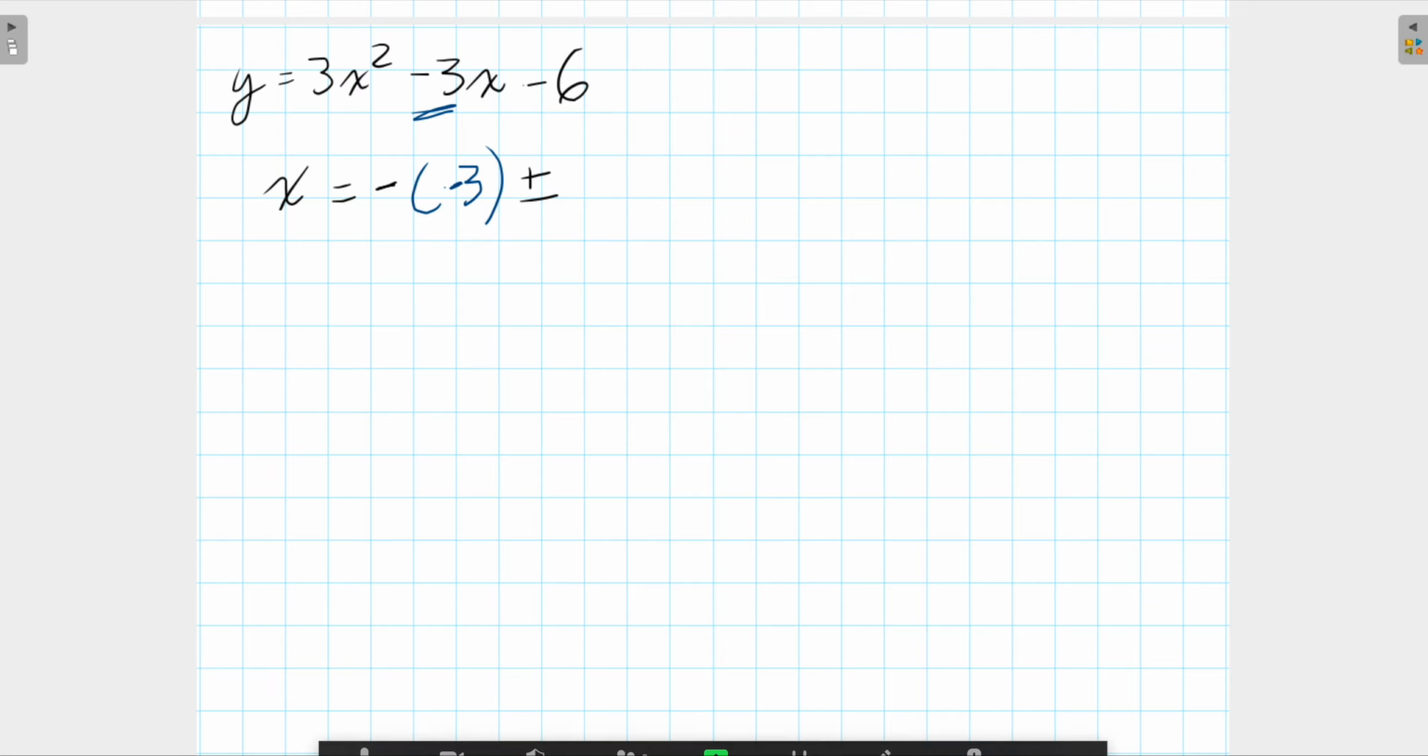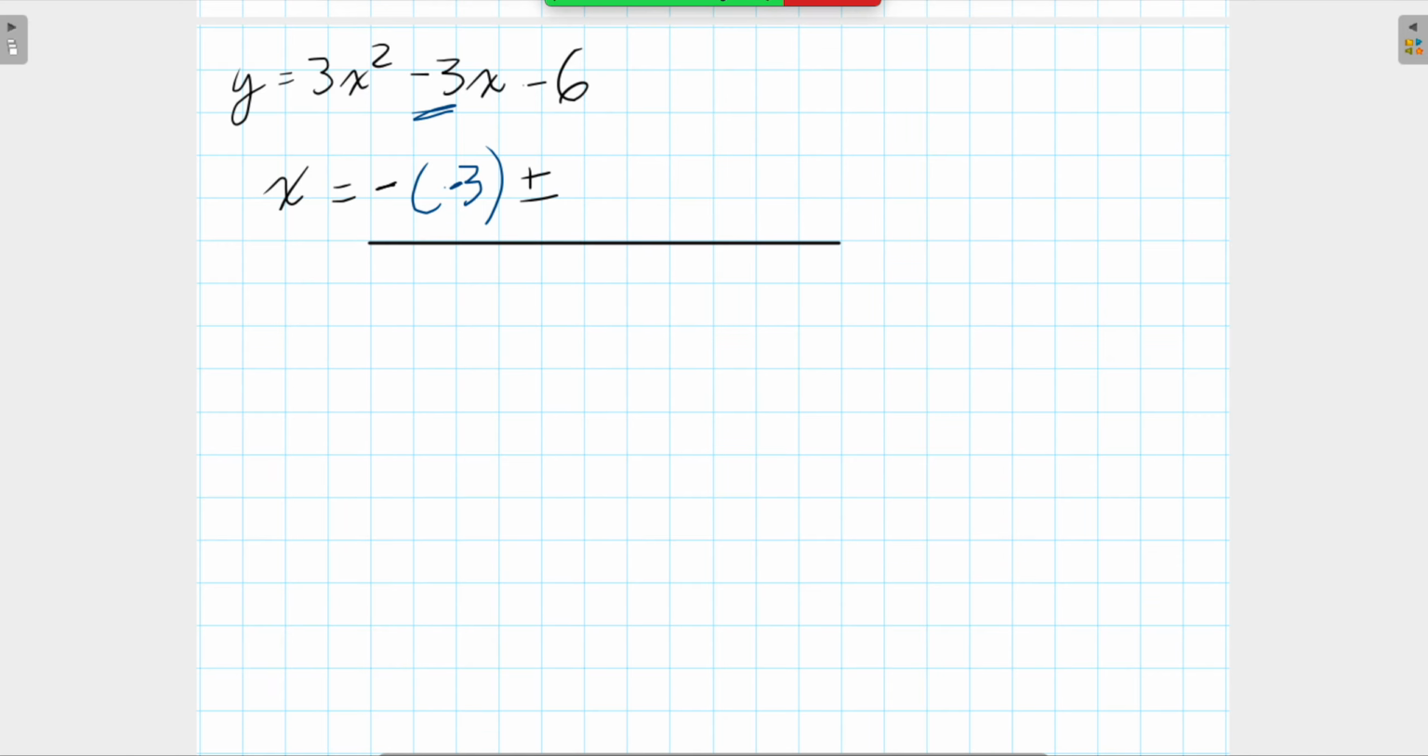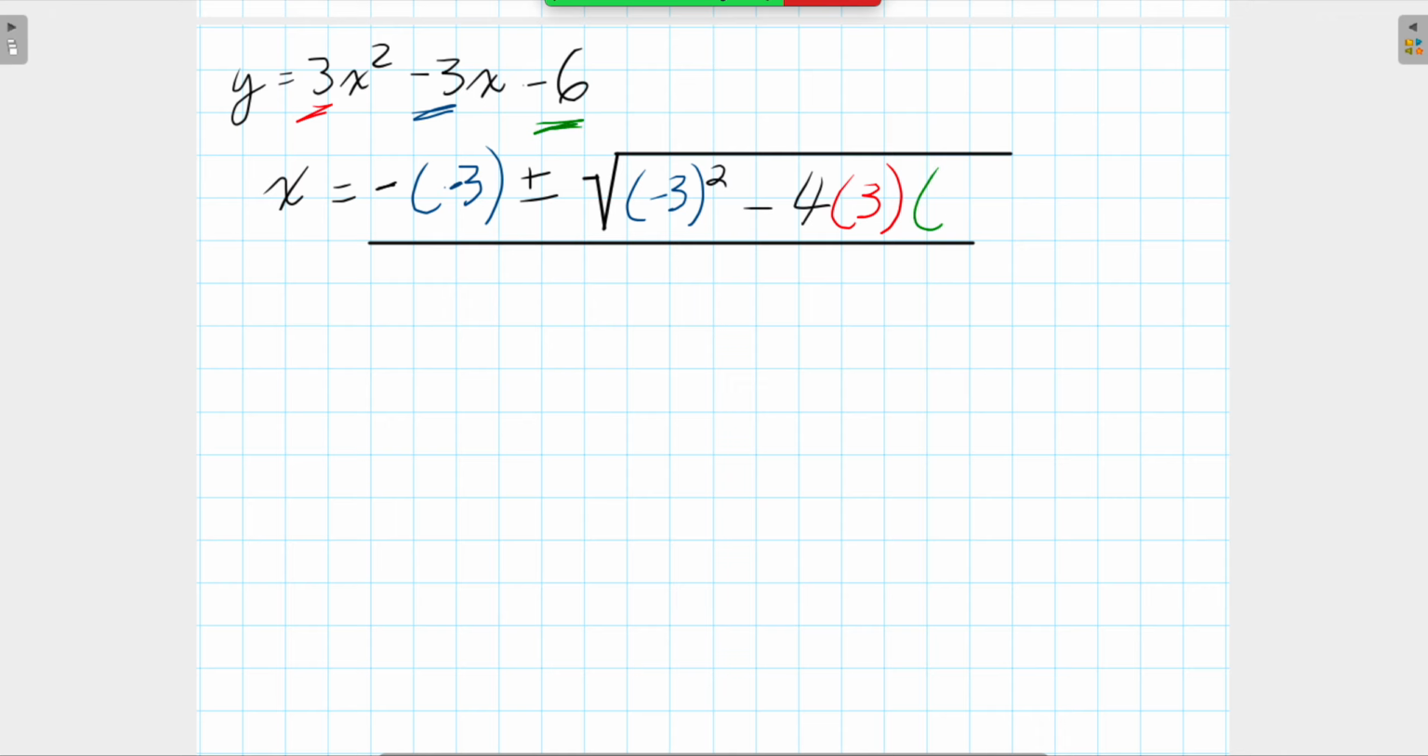Plus or minus, and we know this is a fraction, and it is a square root here, so I'm going to do my best to write it out very neatly. Again, we have a b value of -3, so we're going to plug that in, and that b value is going to be squared. Subtract 4 times our a value. Our a value in this case is 3. Times our c value. Our c value in this case happens to be -6. So a bit of memorizing of the formula. If you have it handy, that's great. But if you do memorize it, it does speed things up a little bit.